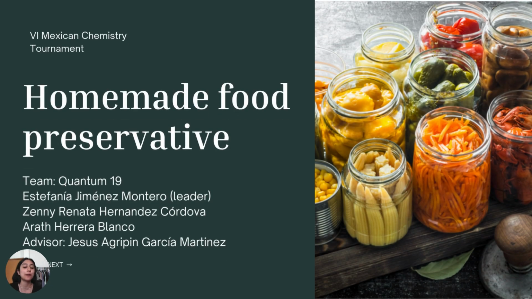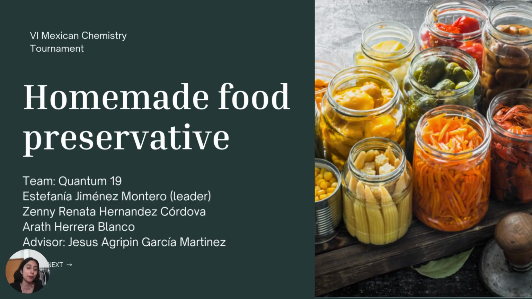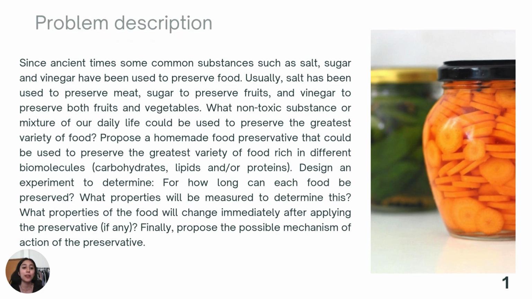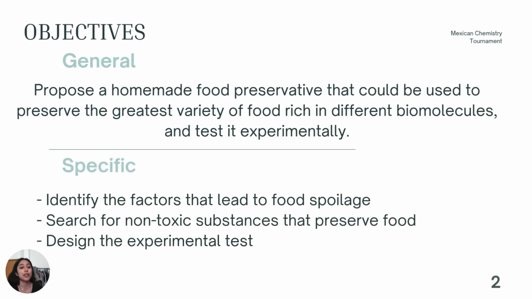I am from the team Quantum 90 from High School 19, and this is our solution for problem number 1, homemade food preservative. Since ancient times, people have used everyday substances to preserve our food, although the preservative used in one type of food may not be the same for others. So the objective that we have in this problem is to propose a homemade food preservative that could be used to preserve the greatest variety of food, rich in different biomolecules, and test it experimentally.